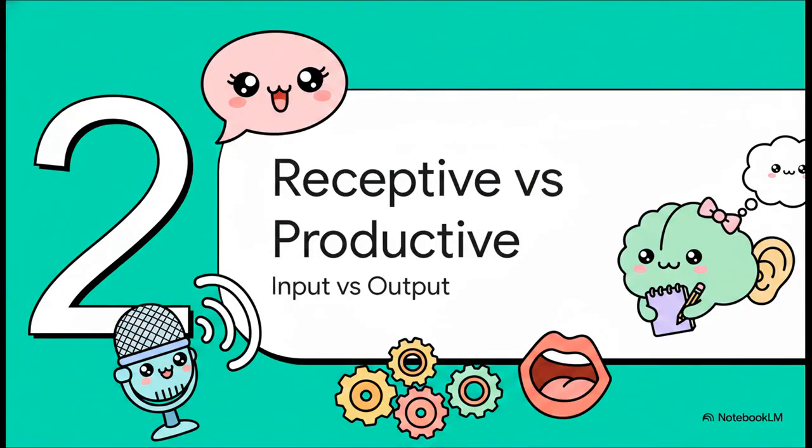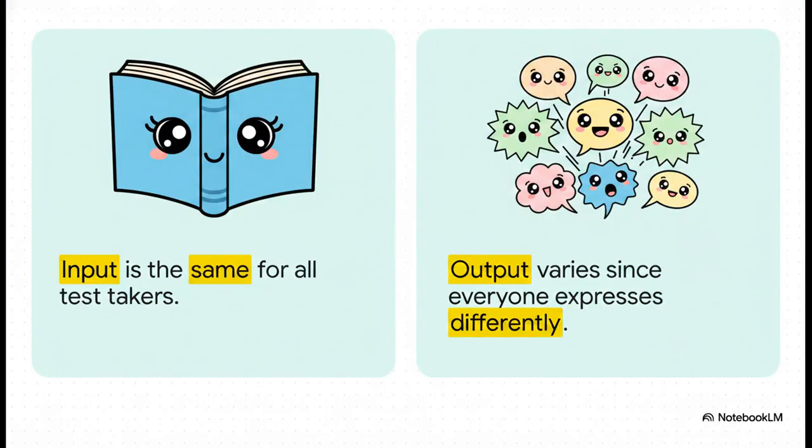Moving right along to part 2, receptive versus productive skills. The core conflict really comes down to input versus output. Receptive skills, think reading and listening, are fundamentally easier to assess because the input is exactly the same for every single test taker. Everyone reads the same exact paragraph. But with productive skills, like speaking and writing, the output wildly varies. Everyone expresses themselves differently. So how on earth do you objectively grade 30 completely different spoken responses to the same prompt? That wildly varied output is the absolute crux of the assessment challenge.